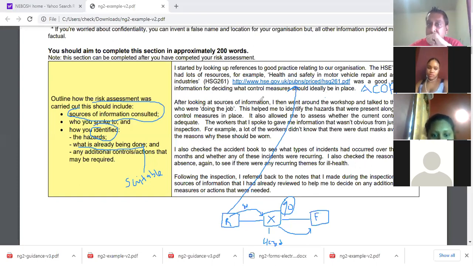After looking at sources of information, I then went around the company, and you can do this, like I said, mentally, and talk to people who were doing the job. This helped me to identify the hazards that were present, which is this phase here, along with any control measures in place. It also helped me to assess whether the current controls were adequate.